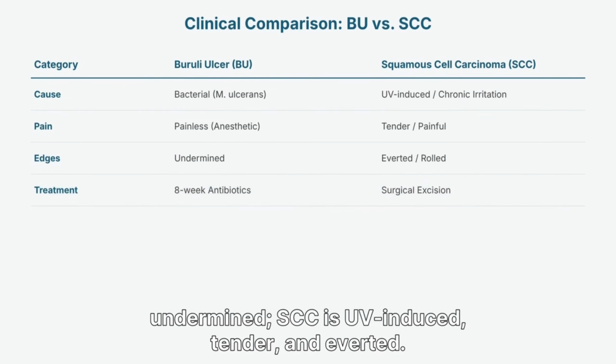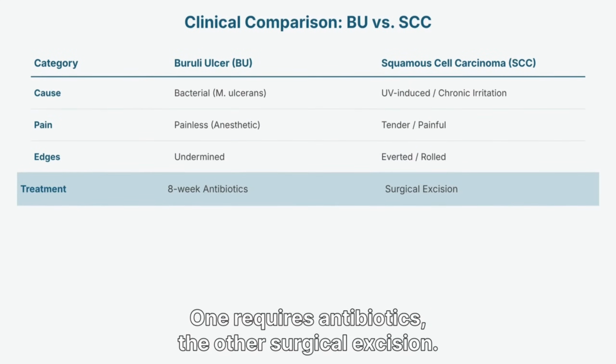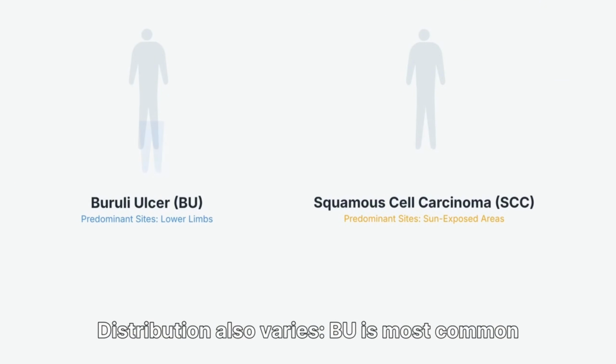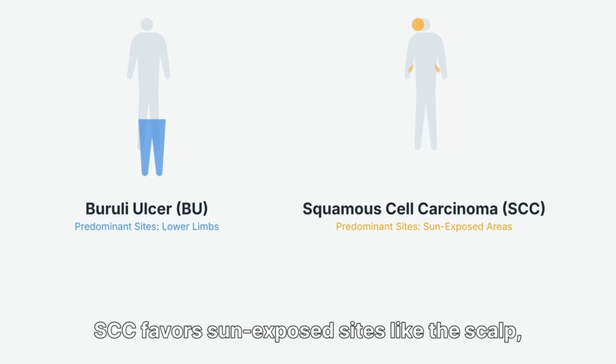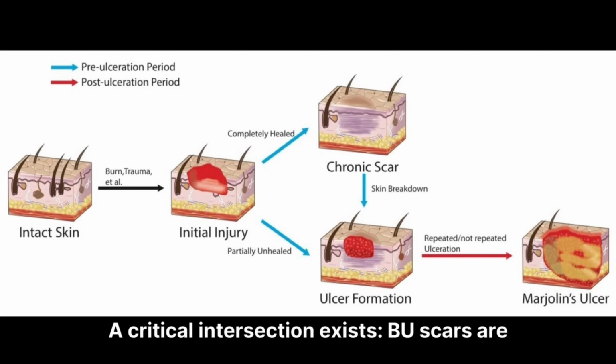SCC is UV-induced, tender, and everted. One requires antibiotics, the other surgical excision. Distribution also varies. BU is most common on lower limbs in temperate areas, while SCC favors sun-exposed sites like the scalp, face, and ears. A critical intersection exists.